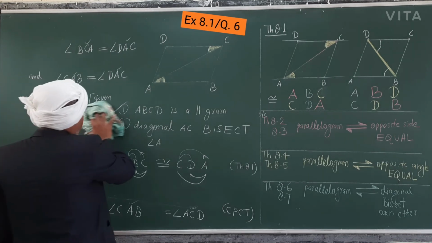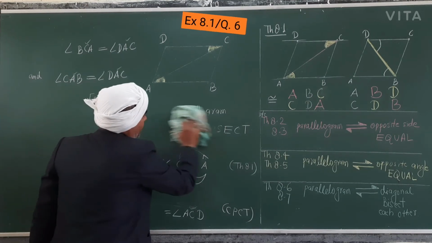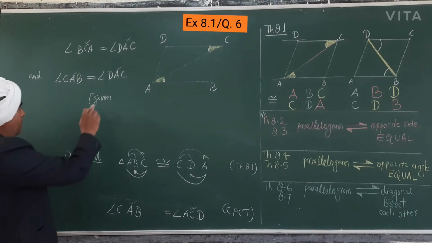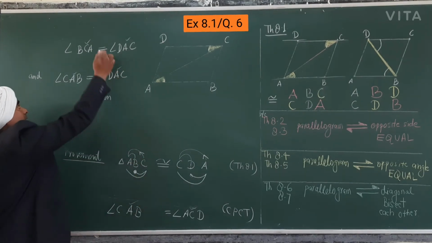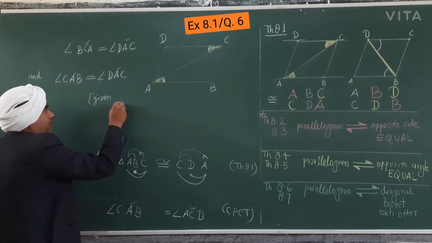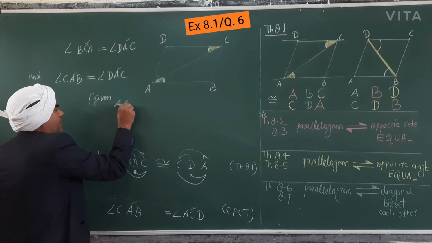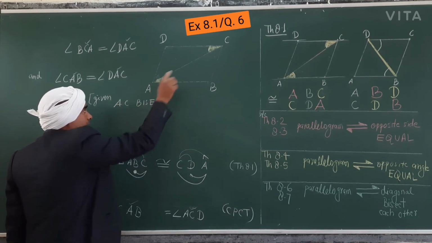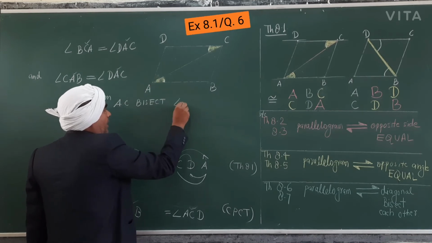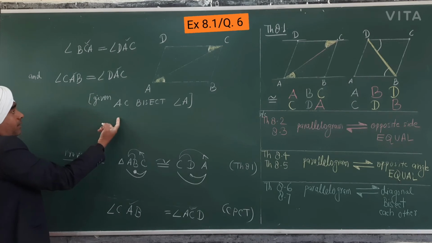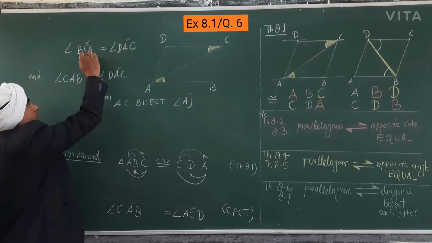Okay, so let me erase it. Yes, given diagonal bisect, you have to write. Why have I written this one? So this is the first line, second line, third line and fourth line. Given diagonal AC bisects angle A. So it was given. So this is the same thing. So this one and this one and this.